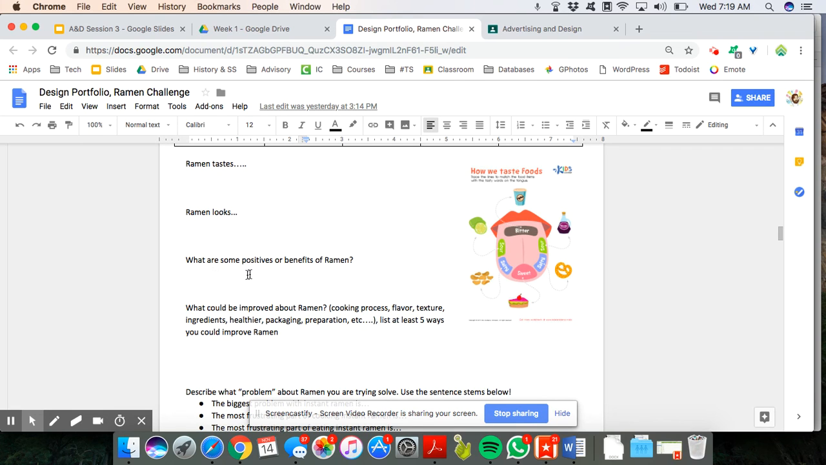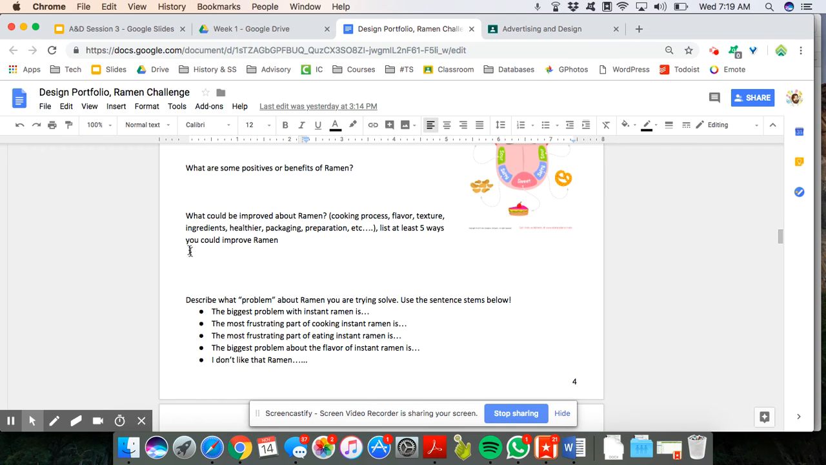How does it look? What are some of the positives or benefits? And then this is the most important part. We're trying to improve ramen. We're trying to make it better. So what do you think can be improved about it? And this isn't just the taste. It could be anything from the cooking process to the packaging to how healthy it is.